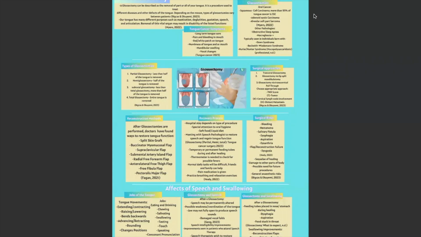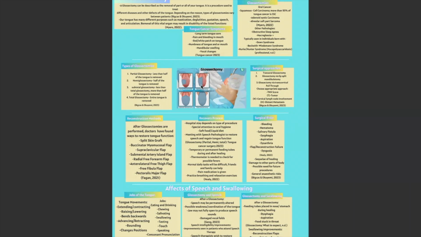There are a number of different types of glossectomies that can be performed on patients. The first one is a partial glossectomy, and that is when less than half of the tongue is removed. Here on the infographic, you can see an example of what that may look like. Here you see that less than half of the tongue is removed. The second type is a hemiglossectomy. That's when half of the tongue is removed laterally. And here next to the partial glossectomy, you can see that as well.